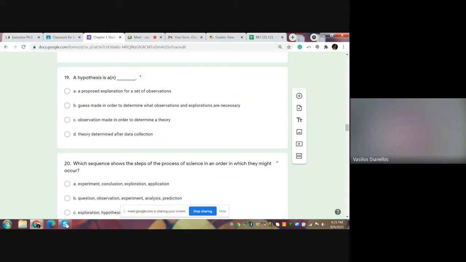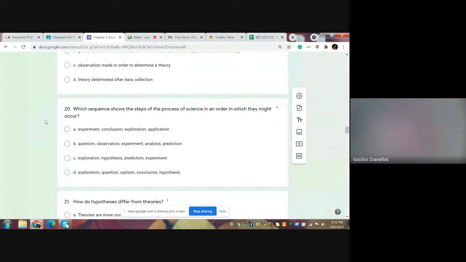Also, it's not an observation in order to determine a theory, and it is not a theory that is determined after data collection. Simply put, it's a proposed explanation for a set of observations, and also, that's not listed on here, it is, you can test it, and it's falsifiable. You can prove that it's false. So, any questions about number 19?